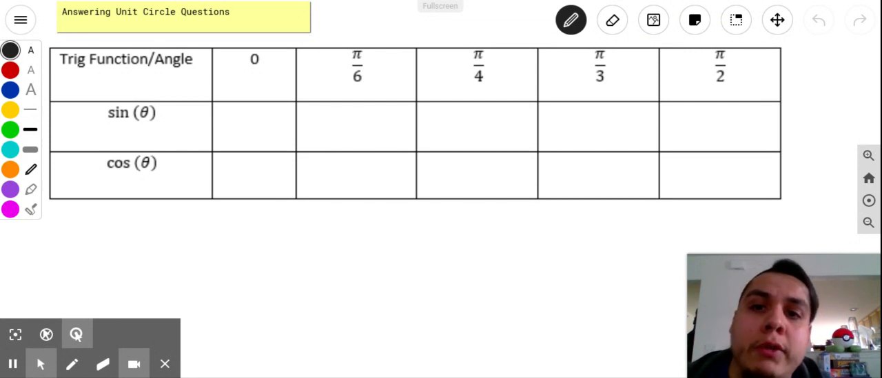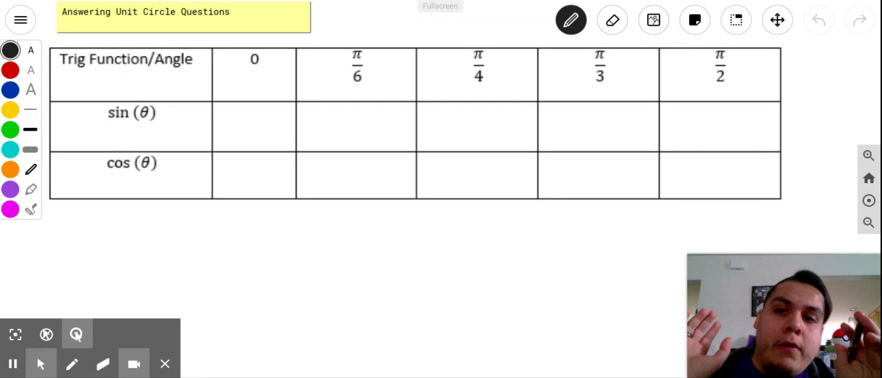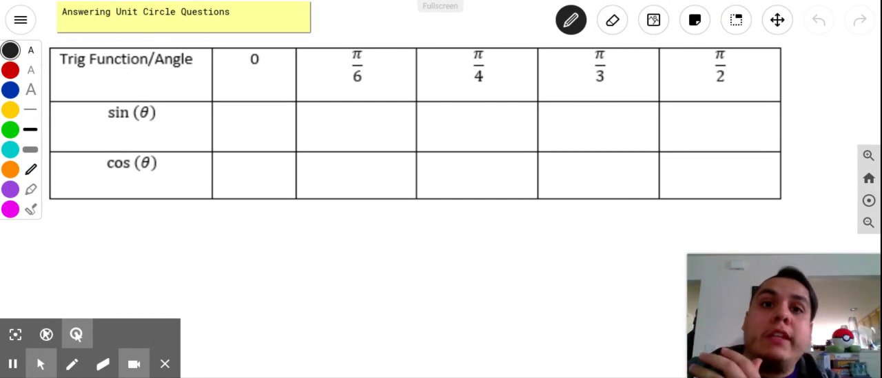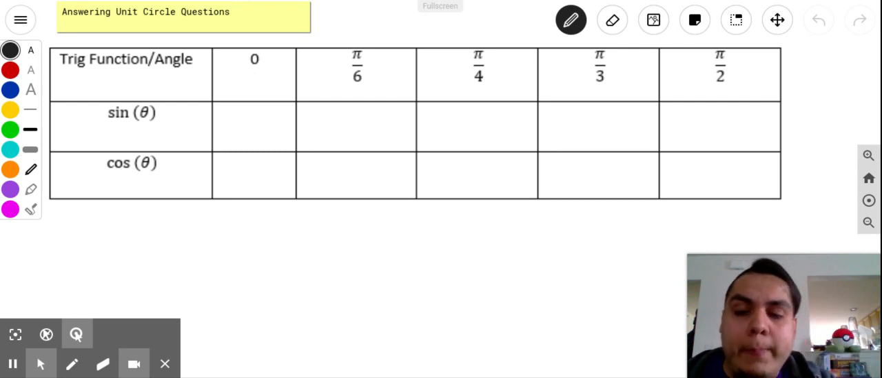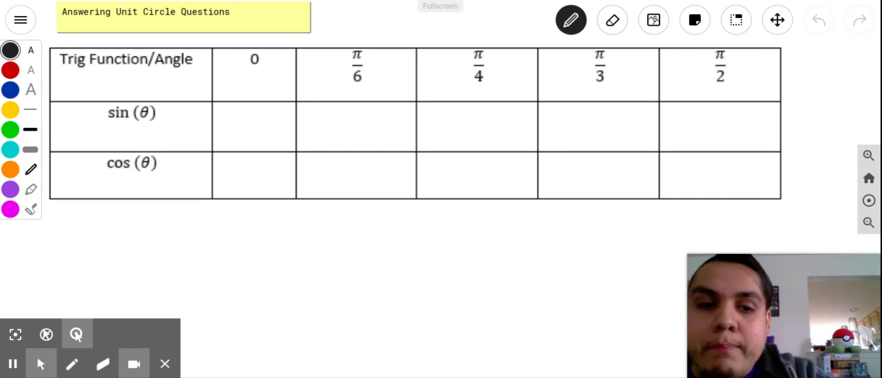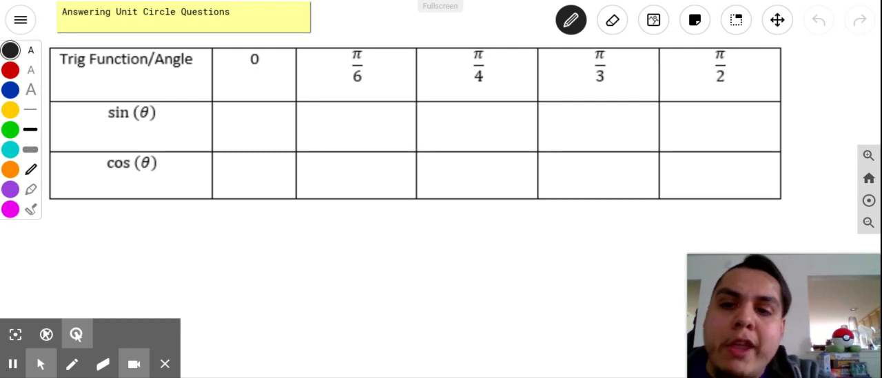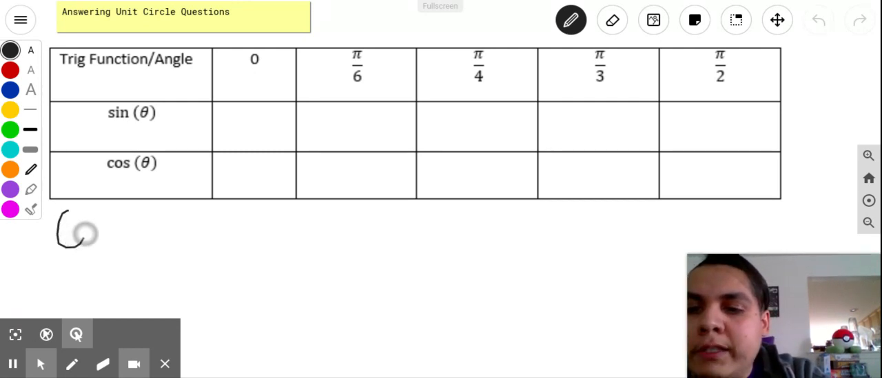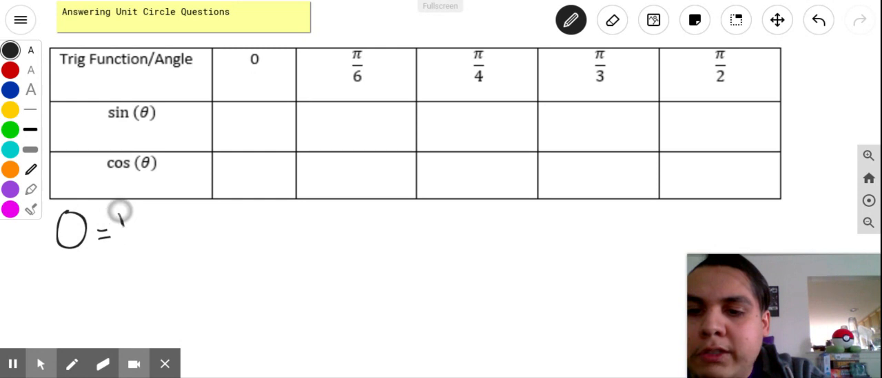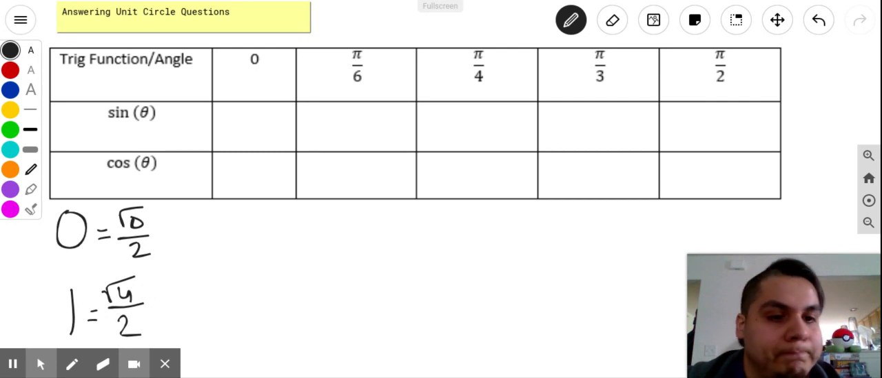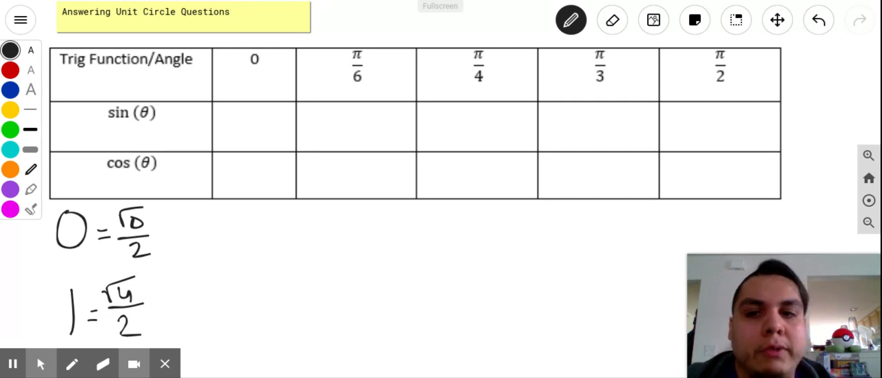So, my goal today is to show you that as long as you know this table, you can answer any question that comes to the unit circle, and I'll show you how. Okay? So the first thing I want to note is patterns, because the unit circle is full of patterns. And here's one you may or may not have known. I'm going to say that 0 is the same as square root of 0 divided by 2, and that 1 is the same as the square root of 4 divided by 2. Just trust me on this one, all right?